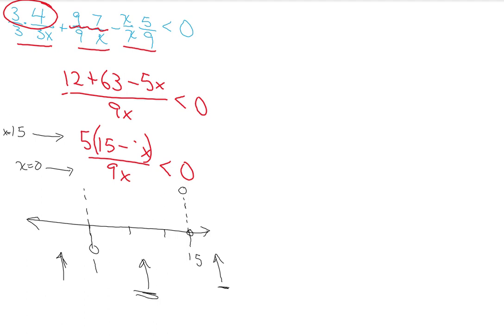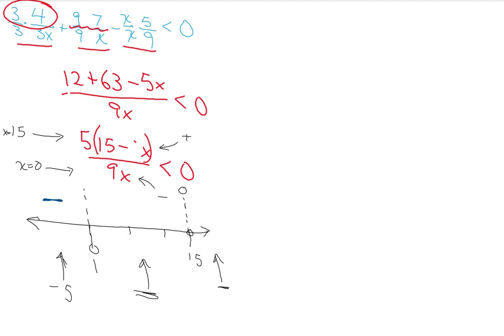So I'm going to just pick a number. Let's start at less than 0. Let's say I pick -5. If I plug it into this expression up here, 15 minus the -5 is 20, times 5 is 100, so this is positive. And if I plug in negative 5 down here, it's going to be negative. A positive divided by negative, the whole expression is going to be negative here.